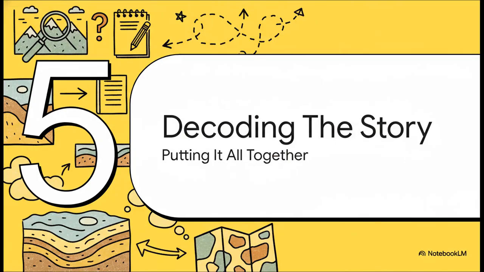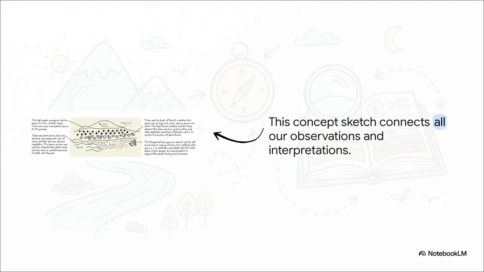All right, this is the moment we've been building up to. We've observed, we've questioned, and now we're going to use our concept sketch to piece together the entire story of this landscape. Let's see what it reveals. And here it is. This just perfectly illustrates how all our separate pieces of information start to connect. We can see the basic shapes of a landscape, sure, but the real magic is in the notes, the annotations that explain the why behind everything we saw.